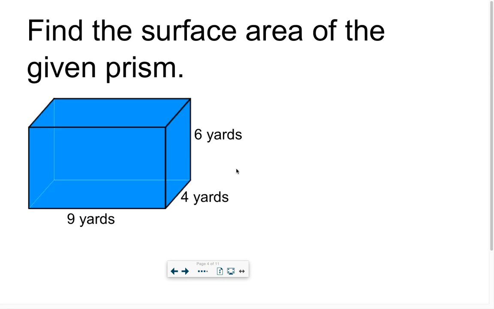Here we go. Find the surface area of the given prism. Again, prism because it could have any different type of base to it, but this is a box. So the main shape would be that rectangle, which on this one, there could be any rectangle you choose.